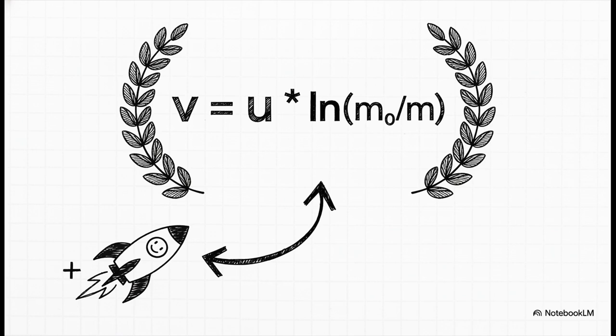Now you might notice we flipped the fraction inside the log from m0 over m to m over m0. Why do we do that? Well, there's another log property that says ln of a over b is the same as minus ln of b over a. We make this little switch because the initial mass m0 is always bigger than the final mass m, which means the ratio m0 over m is always greater than 1. And that makes the logarithm and our final velocity a positive number, which just feels more natural.